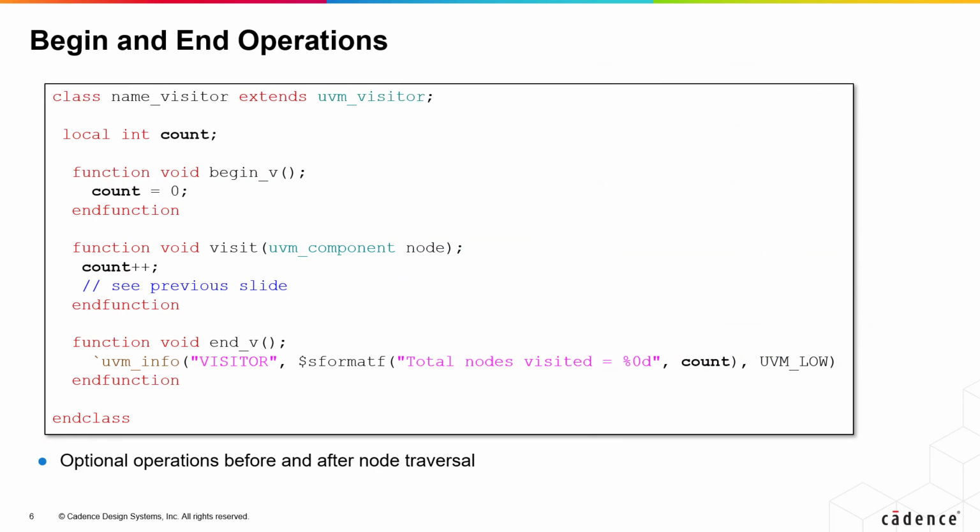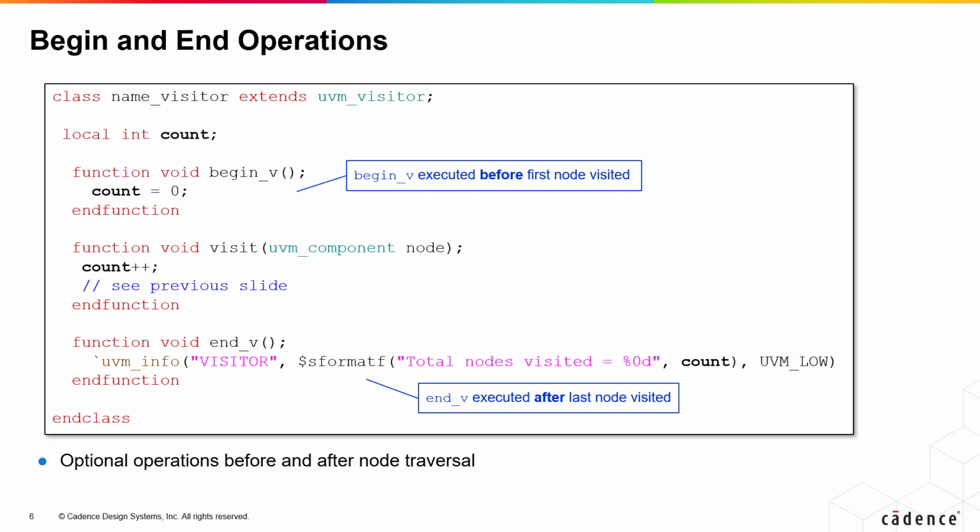The visitor can optionally have begin and end operations. Void function begin_v is executed before the first node is visited, and end_v is executed after the last node is visited. Here we have a local property count, which we assign to 0 in begin_v, increment in visit, and print in end_v to report the total number of nodes visited.